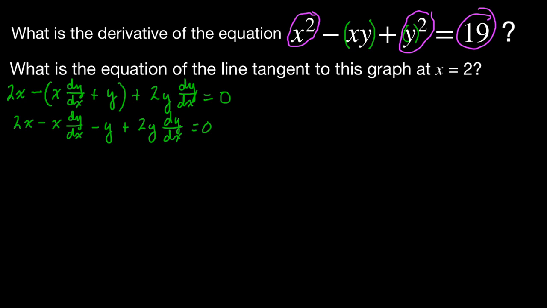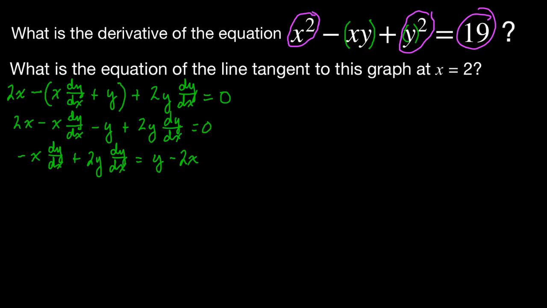Now, our goal is to find out what does dy/dx equal. So we're solving for dy/dx. Think of this as a variable. That's what we're solving for, which means every term that does not have a dy/dx on it is going to go to the other side of our equation. All right, so we're going to end up now with negative x dy/dx plus 2y dy/dx equals y minus 2x. So we added this y over to the other side, and then we subtracted this 2x over to this side.